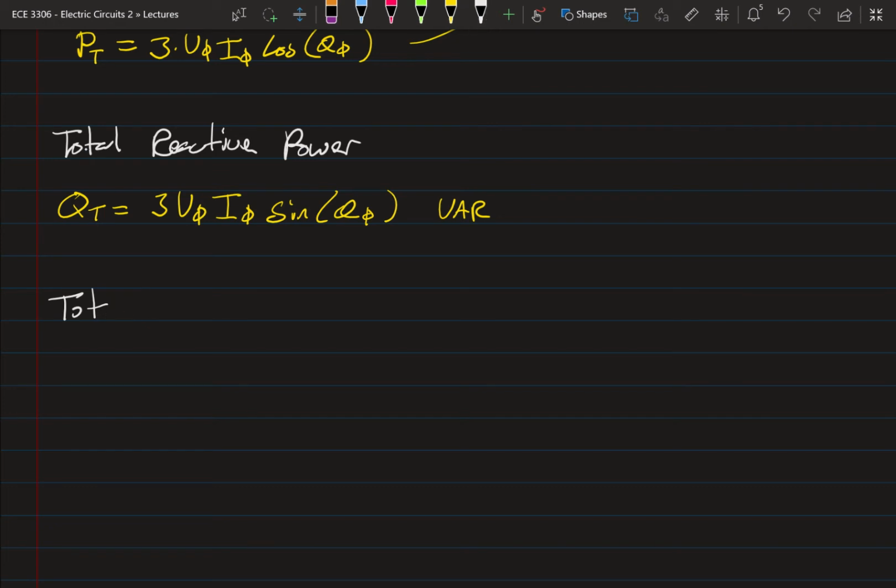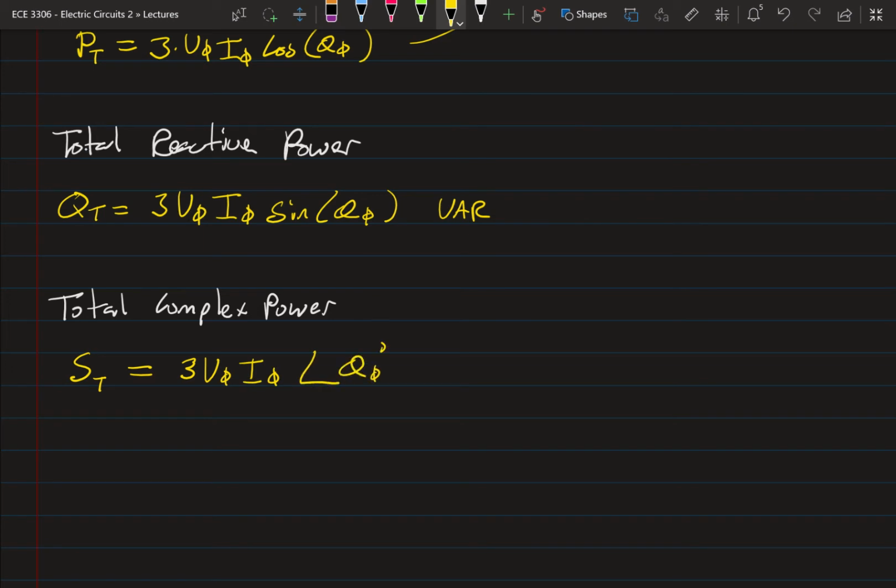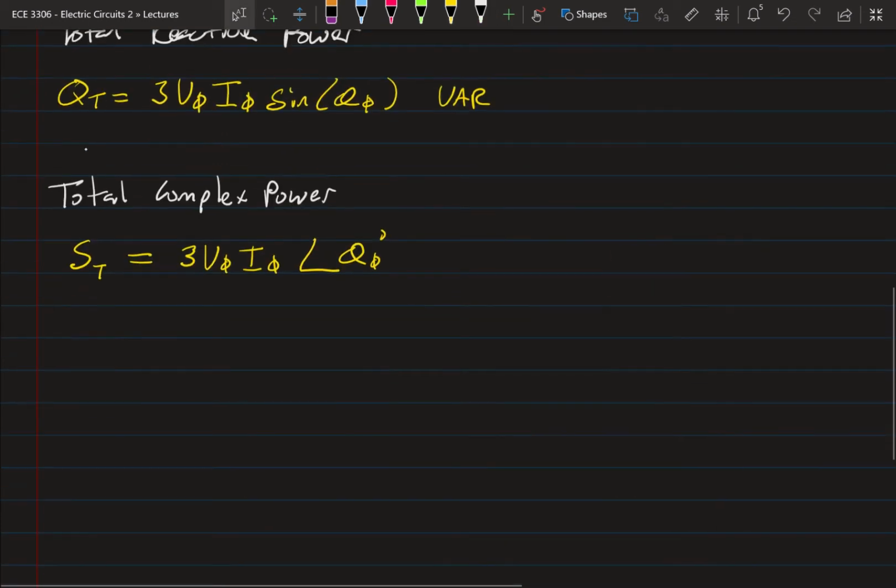And then the final thing we need is the total complex power, which we'll give as S sub T, and is just equal to 3 times the voltage times the current at the angle. And that's all we need to do. So let's quickly go ahead and work a little bit of an example.